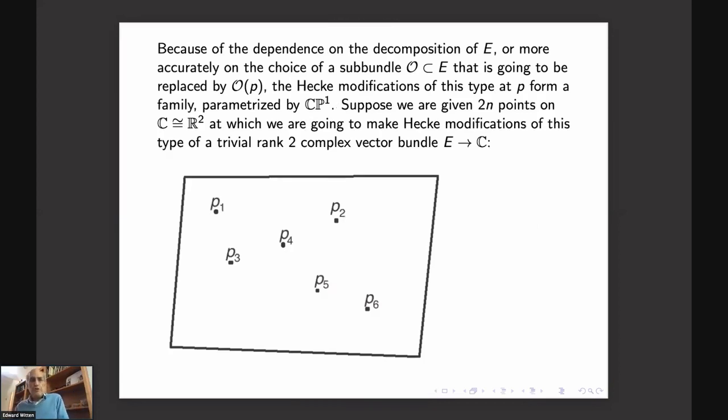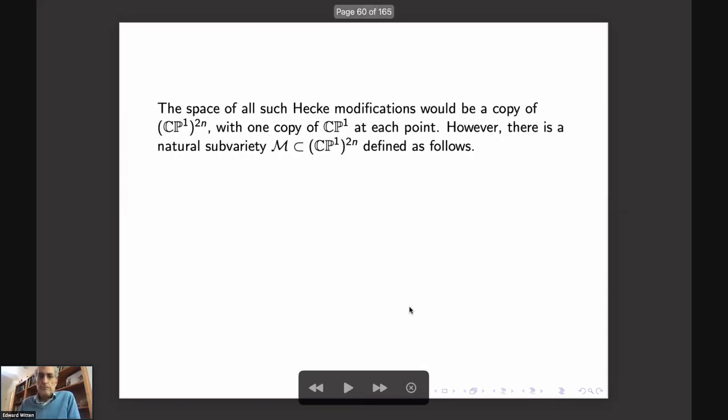Now suppose we're given two endpoints on, well, I'll take our Riemann surface for the moment to be the complex plane, which is the same as R2, but viewed as a complex manifold. And we're given endpoints on which we're going to make Hecke modifications of this type of a trivial rank 2 complex vector bundle E over C. So in this case, I've labeled 6 points in the plane. The space of all such Hecke modifications would be a copy of CP1 to the 2n, with one copy of CP1 at each point. However, there's a natural subvariety M inside CP1 to the 2n, which is defined as follows.